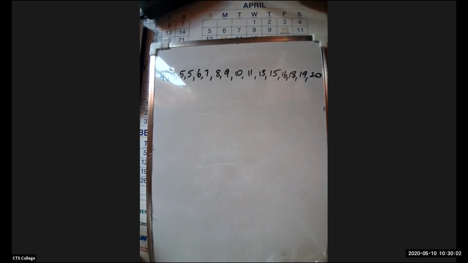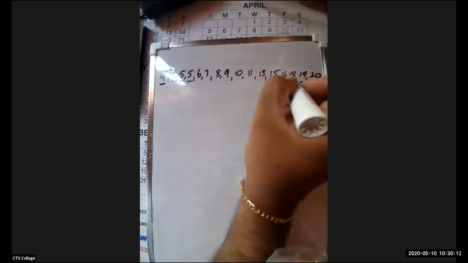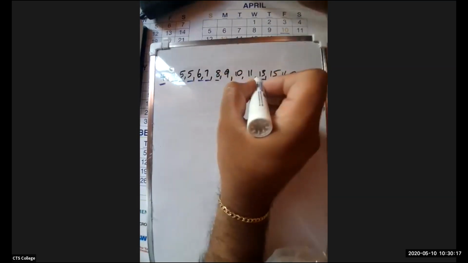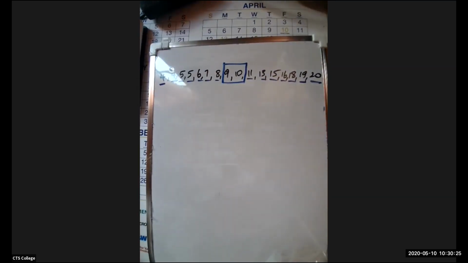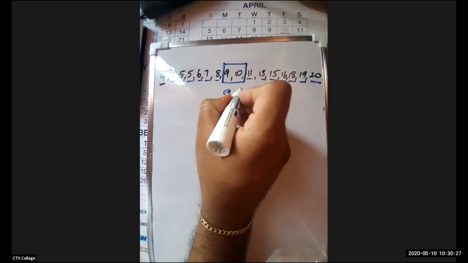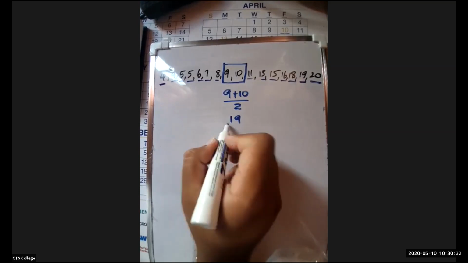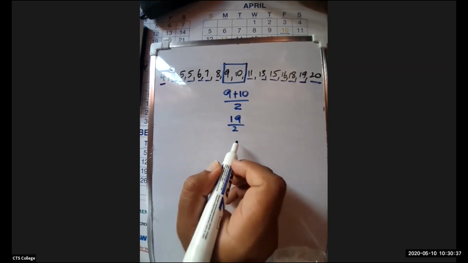So let's eliminate the values. We have to find the middle value. So we have a value here, one here, one here, one here. We're trying to determine the middle value, right? As you can see, we have two middle values here. When there are two middle values, what do we do? We add them and divide by 2. So 19 divided by 2 is 9.5. Agreed?